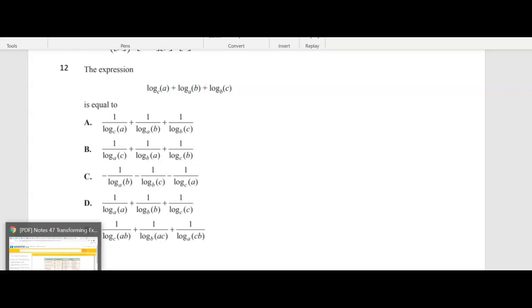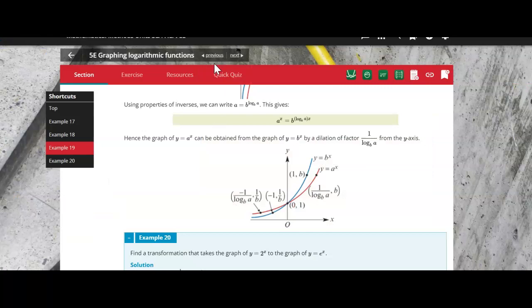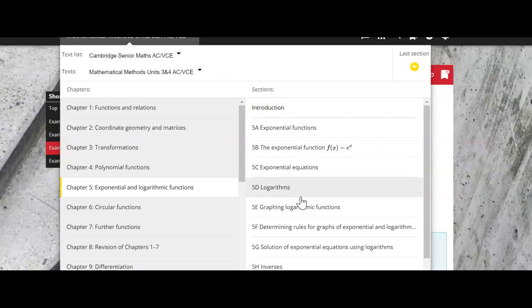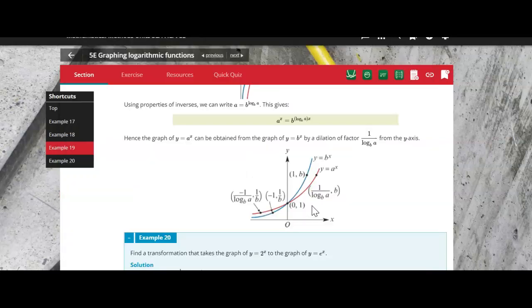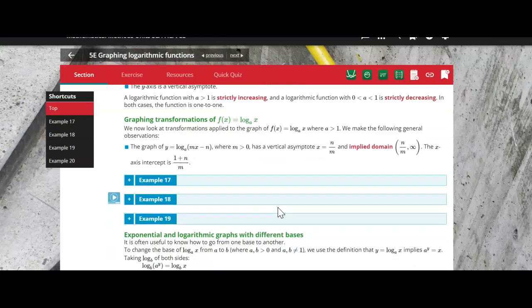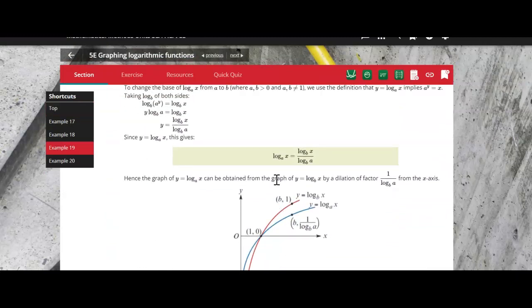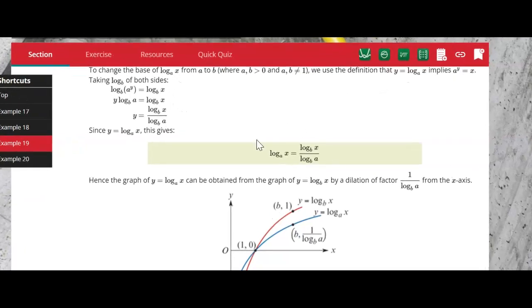If you're wondering what the change of base rule is, let me go to my textbook. Which section was it? I think it may have been this one. Okay, so there's your change of base rule in the middle. That should be in your reference.